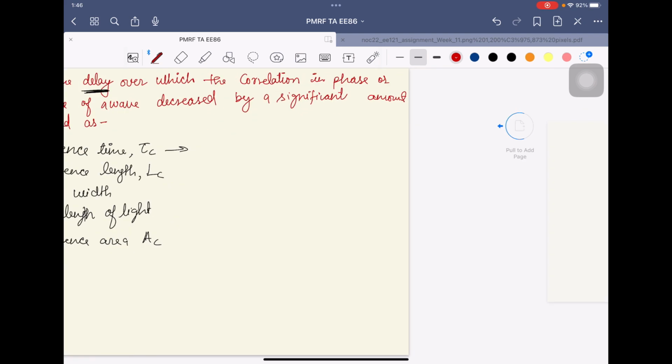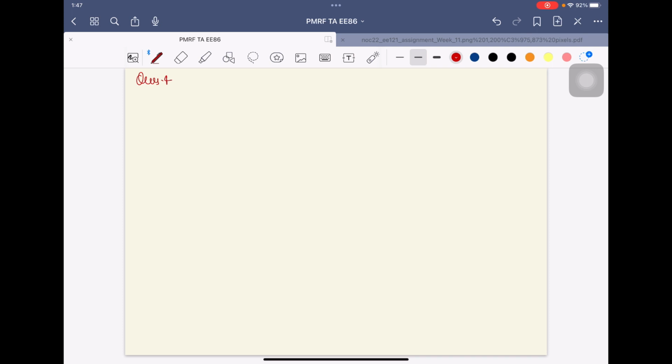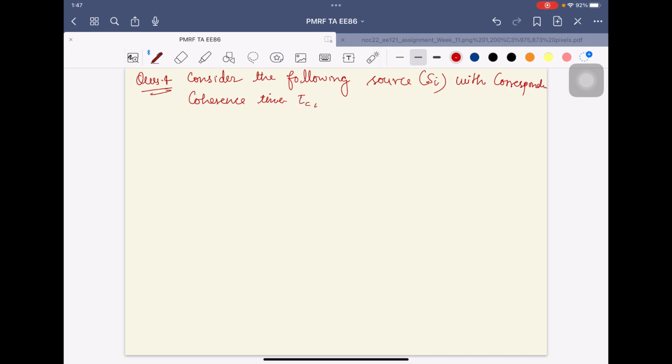Okay, so next question, question 4. Question 4 is: given that, consider the following source, which is Si, with corresponding coherence time tau ci. Okay, so choose the correct answer.